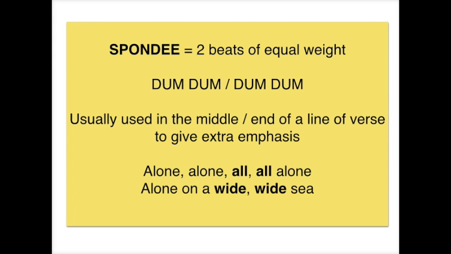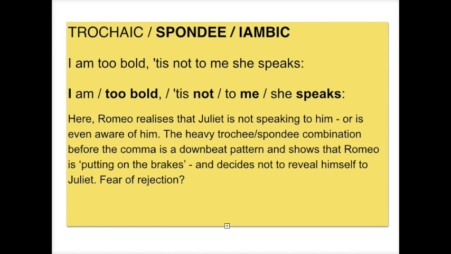We also have what's called a spondee, which is 2 beats of equal weight. So dum-dum, dum-dum. It's usually used in the middle or the end of a line of verse to give extra emphasis. This isn't a Shakespearean line, but it will highlight the point: "Alone, alone, all, all alone, alone on a wide, wide sea." We have the spondee kicking in here towards the end of the line. All alone in a big, wide, empty place.